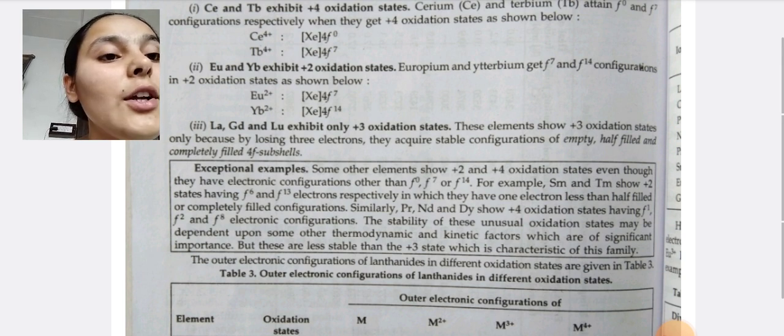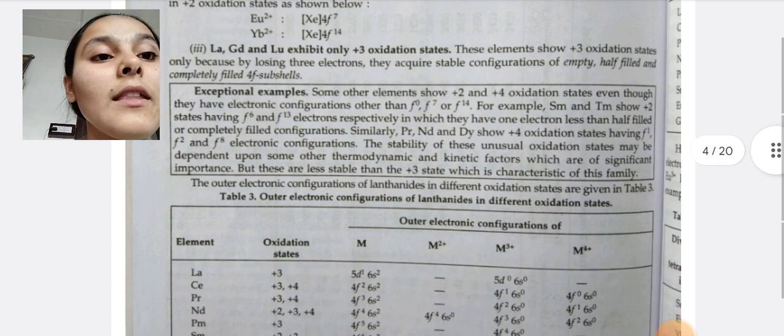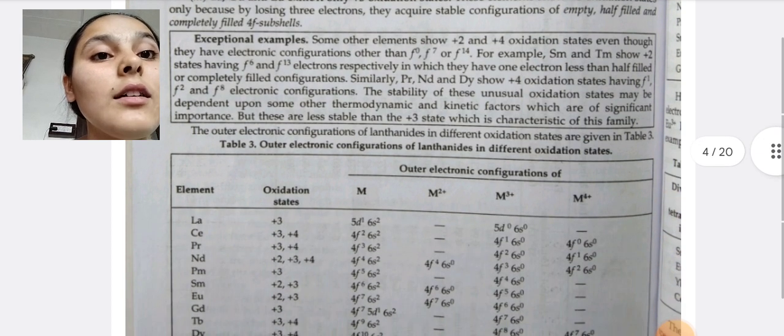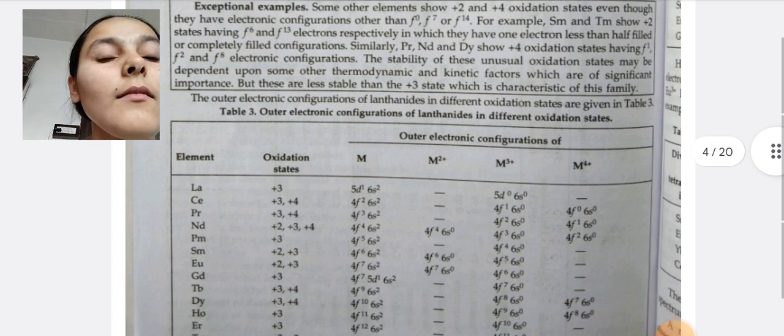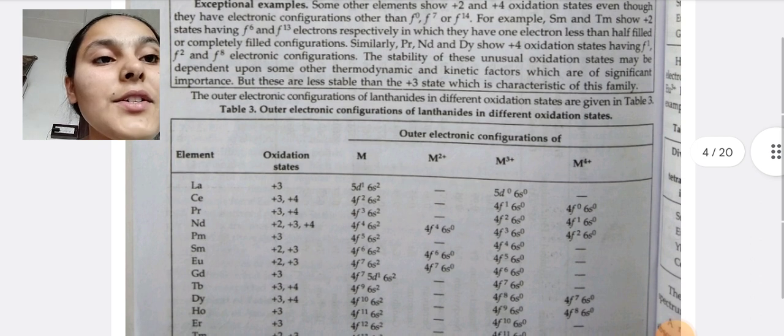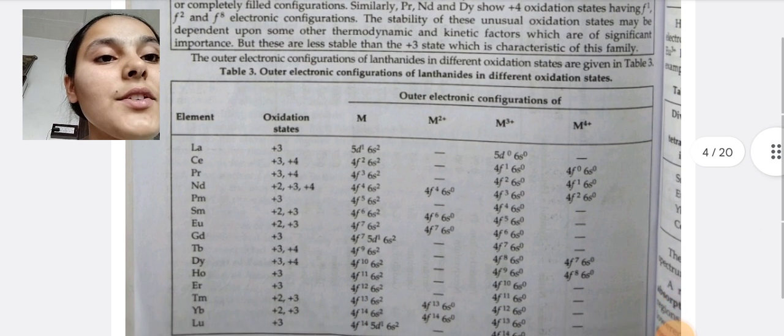The stability of these unusual oxidation states may depend upon some other thermodynamic and kinetic factors which are of significant importance, but these are less stable than the +3 oxidation state, which is characteristic of this family. The outer electronic configuration of lanthanides in different oxidation states is given in table 3. Outer electronic configuration of lanthanides in different oxidation states.